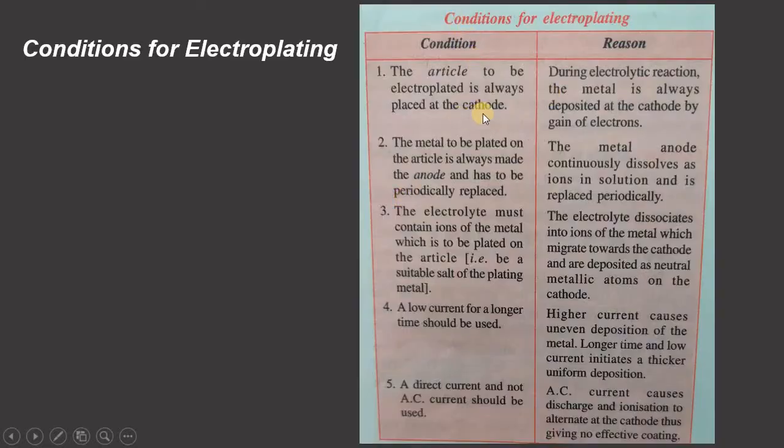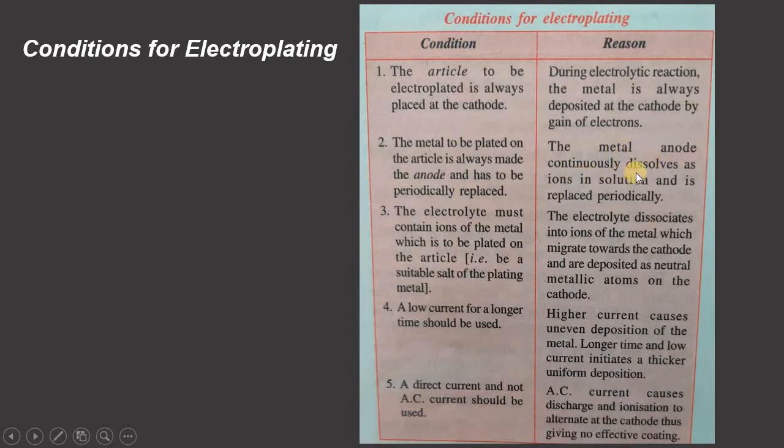Different conditions for electroplating. First condition, the article to be electroplated is always placed at the cathode, because during the electrolytic reaction the metal is always deposited at the cathode by gaining electrons. Second condition, the metal to be plated on the article is always made the anode and has to be periodically replaced, because the metal anode continuously dissolves.